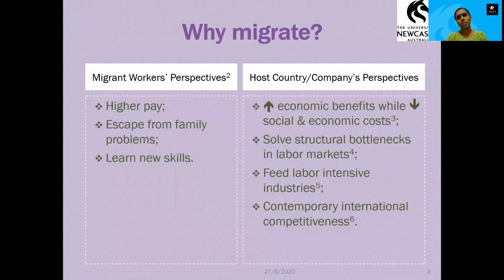So why do these people migrate? From a migrant worker's perspective, it's mainly because of the high pay that they tend to get in a host country. Sometimes they want to escape from their family problems, and it is usually financial problems. And they may also want to learn new skills. So these are the three main reasons that a migrant worker moves from one country to another.